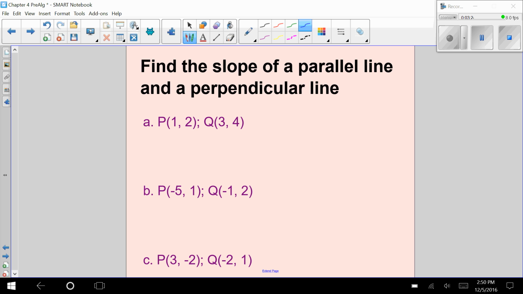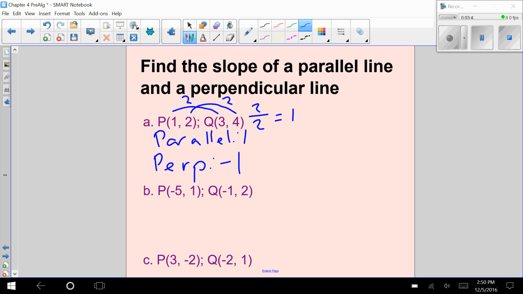All right, so for the first one, 2 to 4 is a change of 2. 1 to 3 is a change of 2, so the slope is 2 over 2, or just 1. So the slope of a parallel line is the same, it'll be 1. The slope of a perpendicular line, we take that 1 over 1 and we flip it over and make it its opposite, so it is actually -1. The ones are kind of a tricky situation.